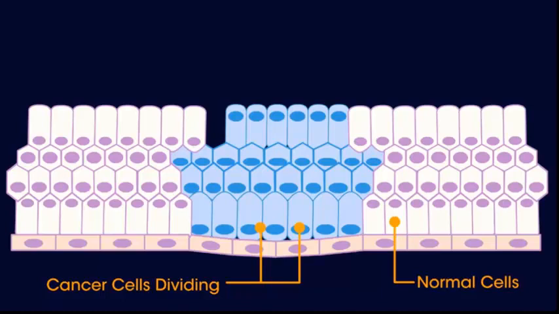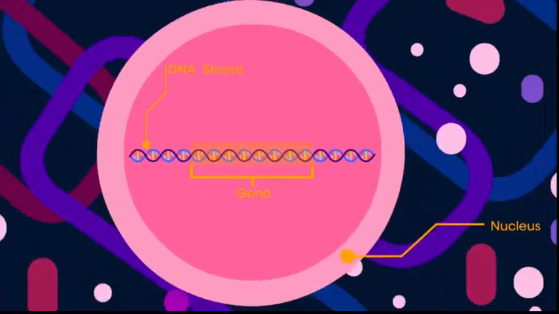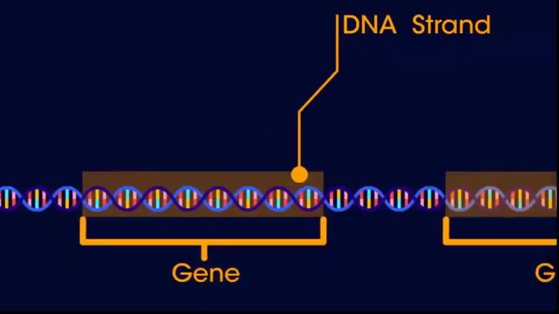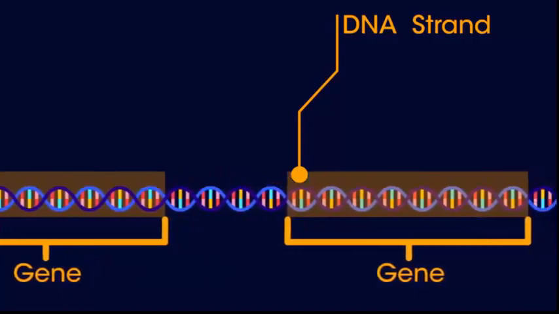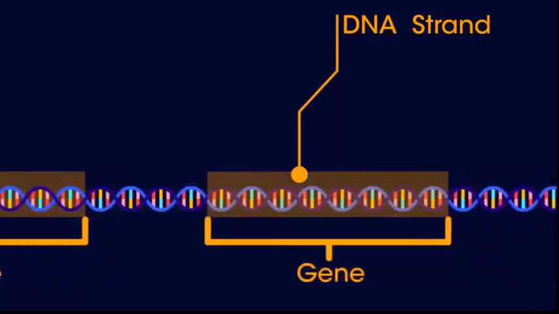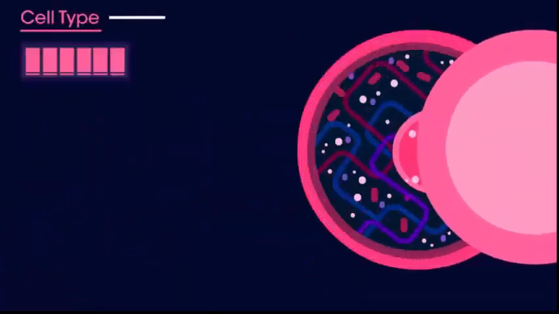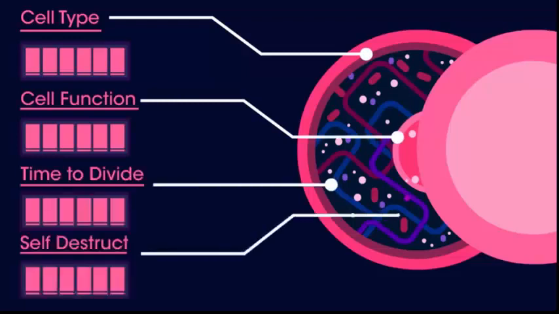The starting place of abnormal cell growth and division is called the primary tumor, and they can start almost anywhere in the human body. Changes take place within the genes of a cell or group of cells, resulting in the abnormal cell division. Genes are specific codes of DNA that tell the cell what to do by coding for specific proteins or an RNA molecule. Proteins and RNA together control the cell. They decide what type of cell it is, what it does, when it divides and when the cell will die.